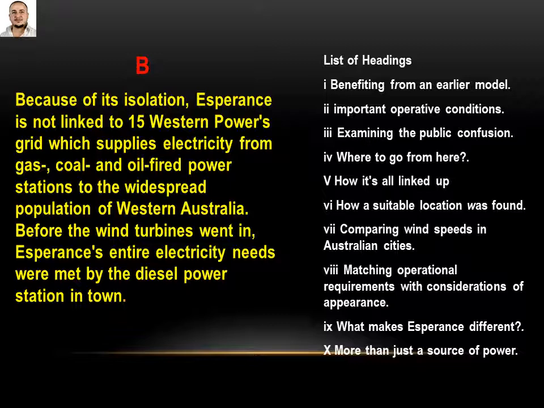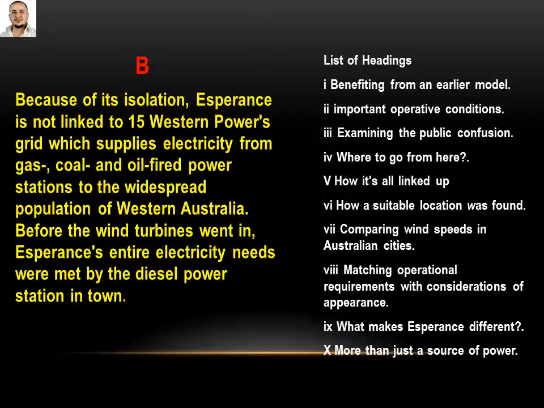Paragraph B says, because of its isolation, Esperance is not linked to the Western Power grid, which supplies electricity from gas, coal and oil-fired power stations to the widespread population of Western Australia. That's the first sentence. Let's go back to it. It says because of its isolation.